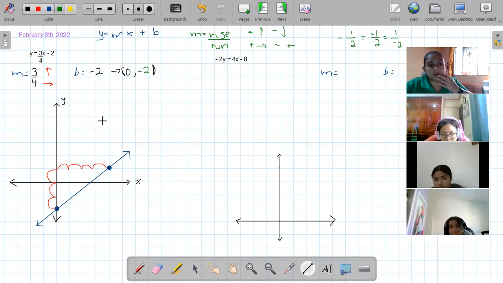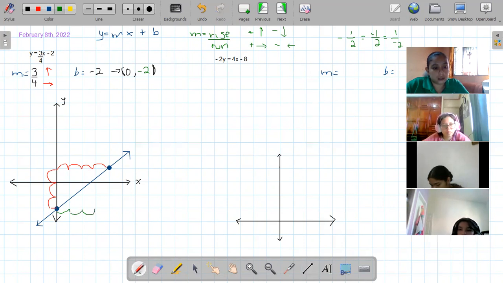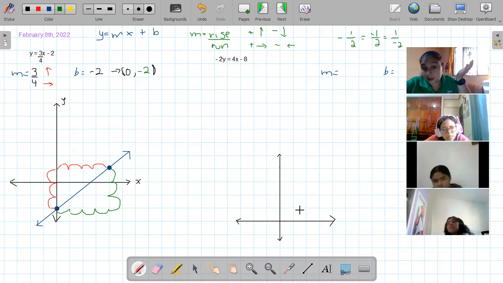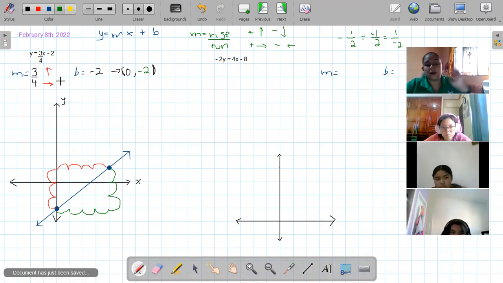So let's say, like I was saying, that Somoza wanted to start with the run. So from the intercept that she graphed, she counts 4 of the run. 1, 2, 3, 4, and then 3 of the rise. 1, 2, 3. And you see, it is exactly the same point. So it doesn't matter if you start with the rise first or the run first. At the end, you're still going to have exactly the same point. Questions?